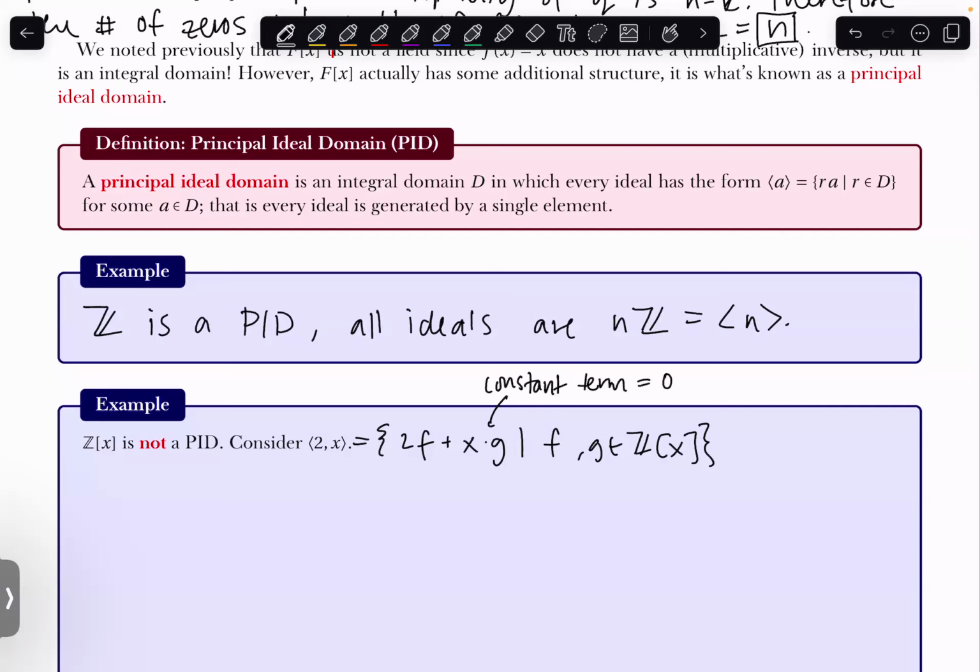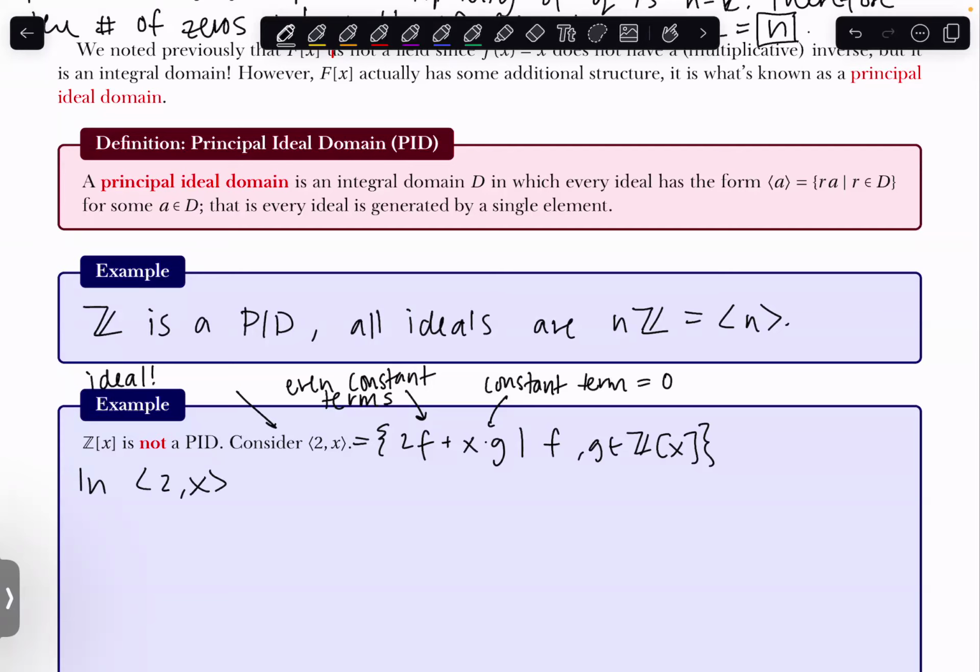Okay. What can I say about the constant terms of this one here? It's going to be even. All of my constant terms for this one are going to be even. Okay, so if I add these together, what should my constant term look like? Still even, right? Even plus 0 is going to give me even back out. I'm not actually showing that this is an ideal, but it is. We can check that it has all the nice properties.